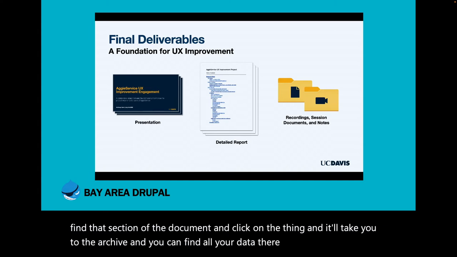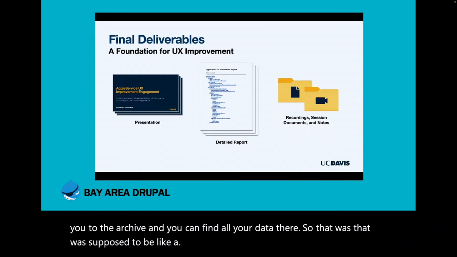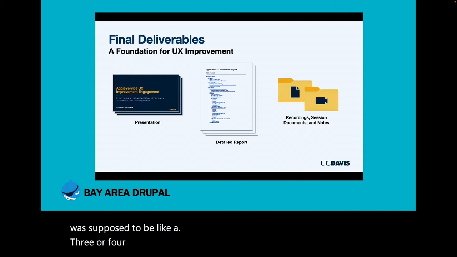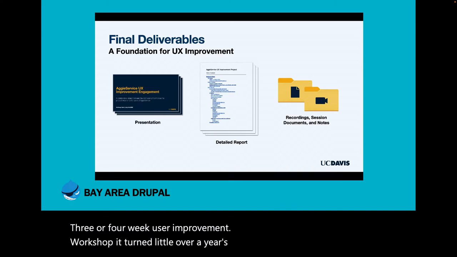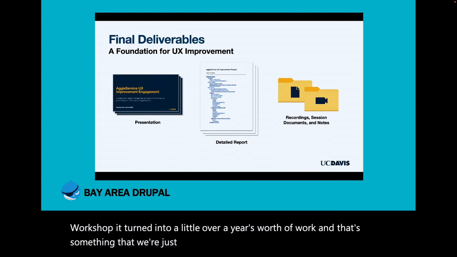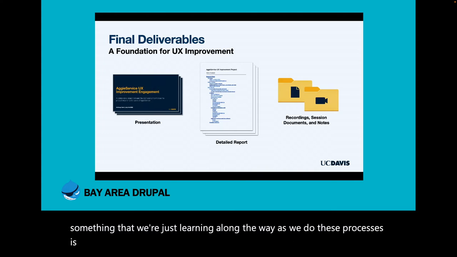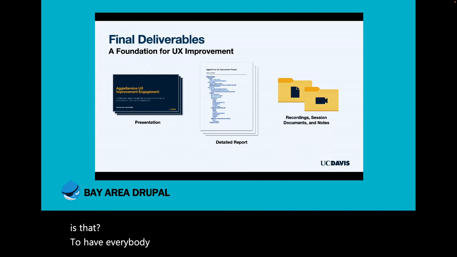So that was supposed to be like a 3 or 4 week user improvement workshop. It turned into a little over a year's worth of work, and that's something that we're just learning along the way as we do these processes, is that to have everybody involved in these sort of projects, it just takes time.